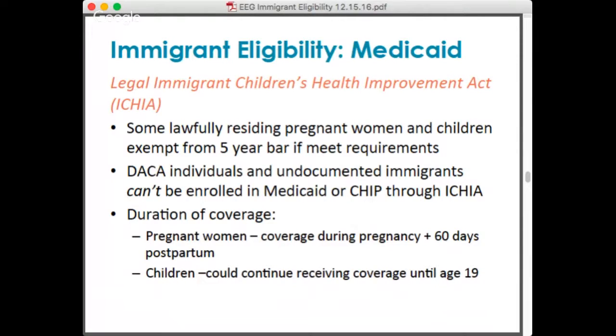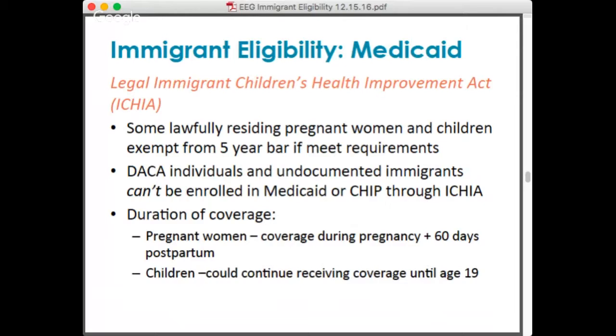So ACA is the Legal Immigrant Children's Health Improvement Act. That's what that stands for. This was an option that our state took up where some lawfully residing pregnant women and children are exempt from the 5-year bar if they meet certain requirements.